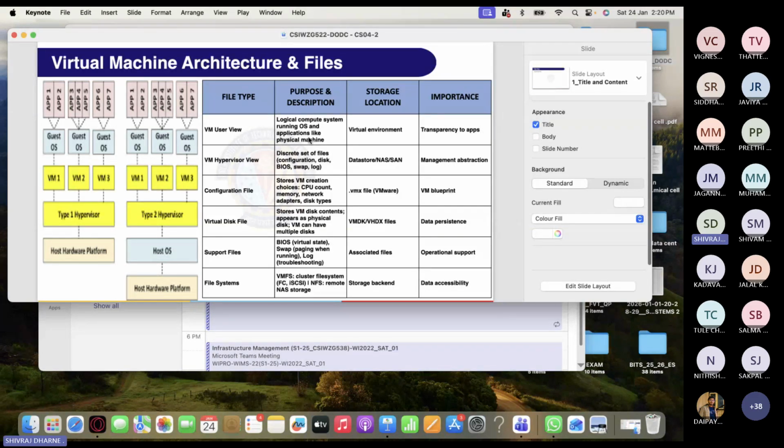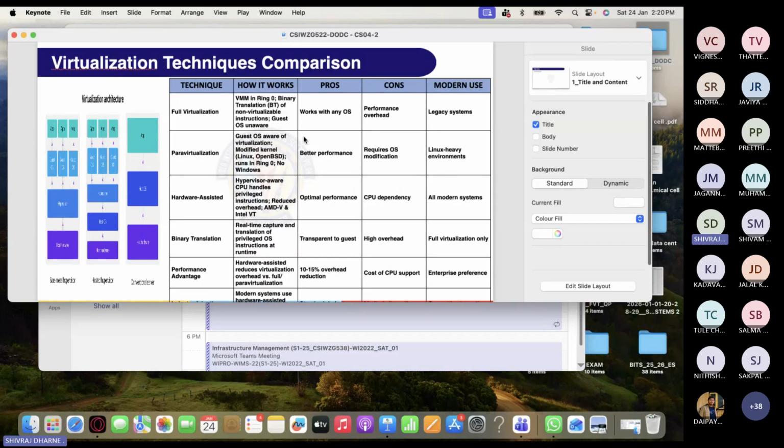Anybody remember from the previous presentations? There is something called bare metal hypervisor, and then there is hosted hypervisor. Our old, conventional server system was like this, where there was hardware, an operating system, and applications, right? This is the old traditional.